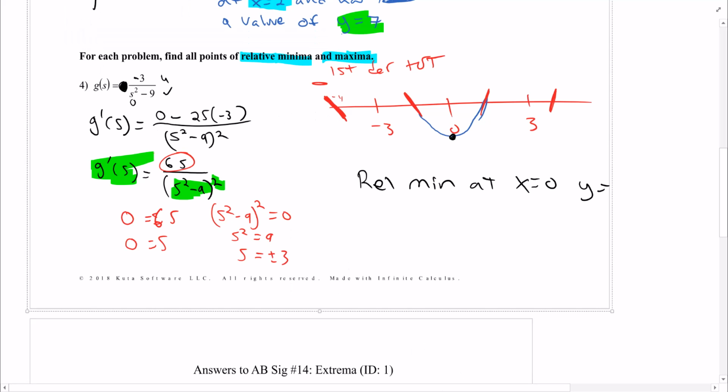So we're taking 0, we're plugging into the original. It's going to be negative 3 over negative 9, so the y value here is 1/3. There is no relative max on this particular problem. Okay, so that you're done.